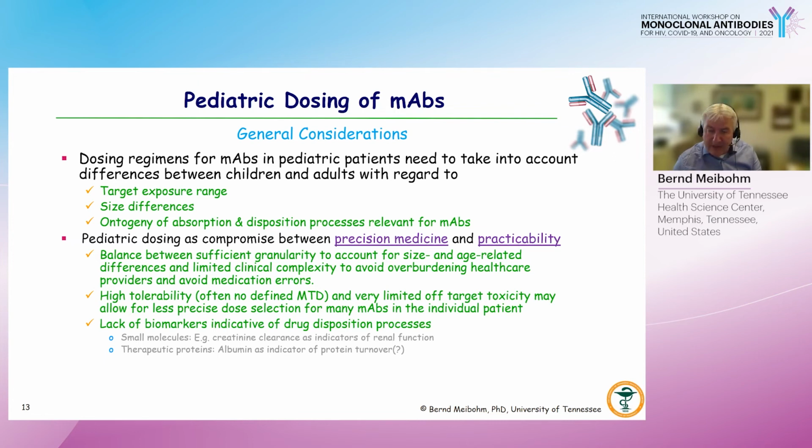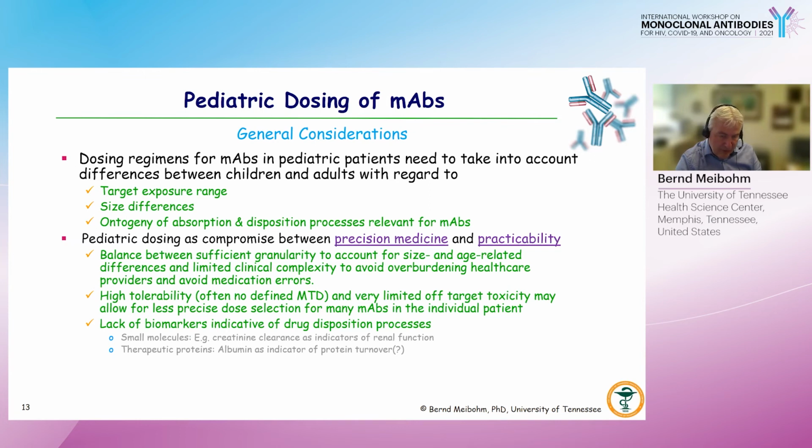What helps a little bit in this context is that many monoclonal antibodies have high tolerability, often no defined maximum tolerated dose, and usually very limited off-target toxicity that may allow for a less precise dose selection for many monoclonals in the individual patient compared to small molecule drugs. There's also oftentimes a lack of biomarkers indicative of drug disposition processes, which we have, for example, with small molecules like creatinine clearance as indicator of renal function.